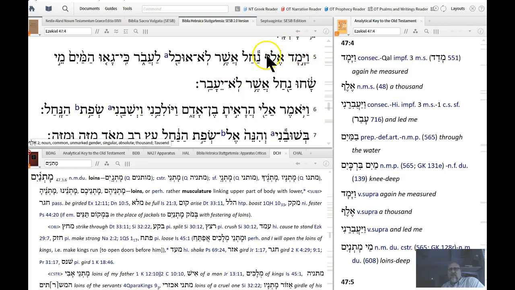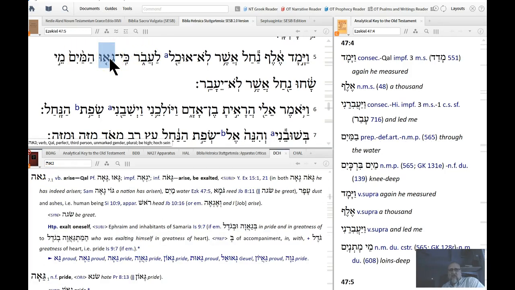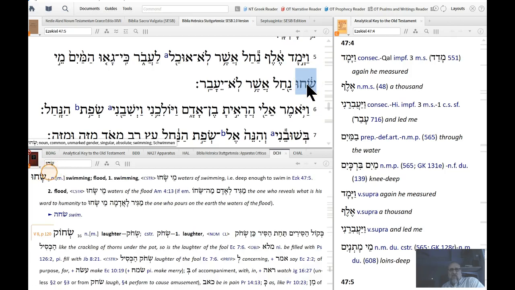And he measured another 1,000, and it was a river which no one was able to cross because the waters were rising. They were waters of the swimming of the river.